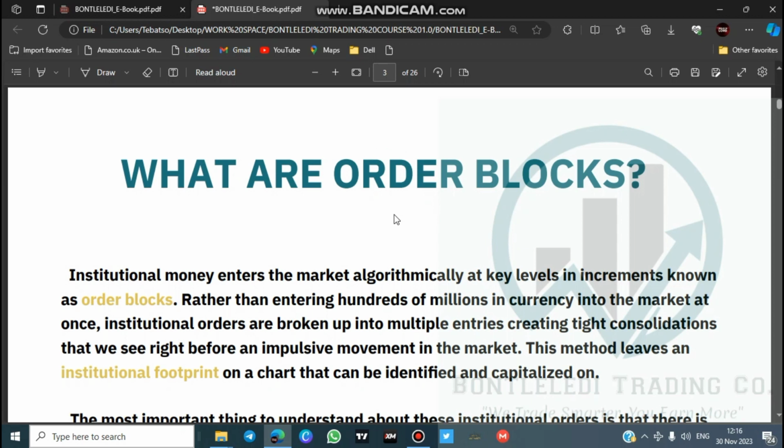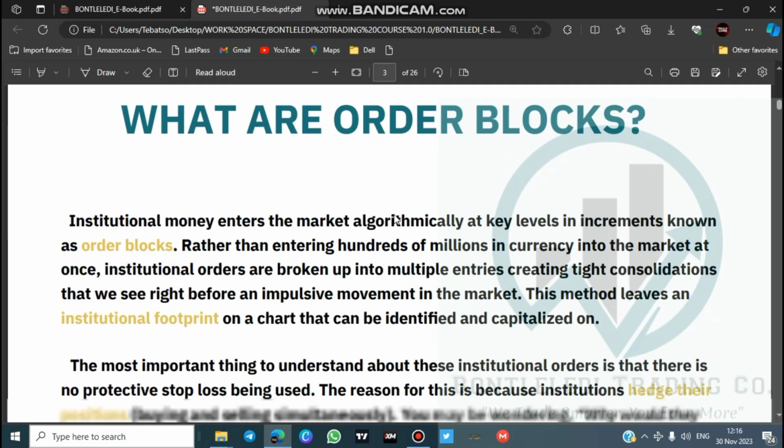Rather than entering hundreds of millions in currency into the market at once, which is what the big boys do, the institutional orders are broken into multiple entries, creating tight consolidations that we see right before an impulsive movement in the market. This method leaves an institutional footprint on a chart that can be identified and capitalized upon.